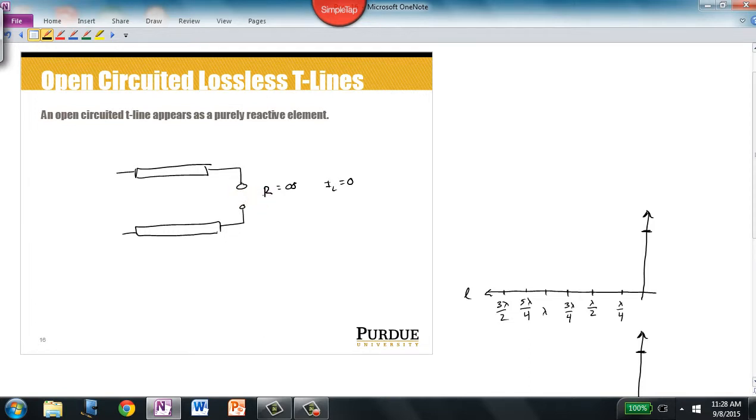And then the voltage across this, we don't know what its value is, but the voltage at the load is going to be some maximum value. Right? It won't be 0. It's going to be whatever the full output voltage at the end of the transmission line is.